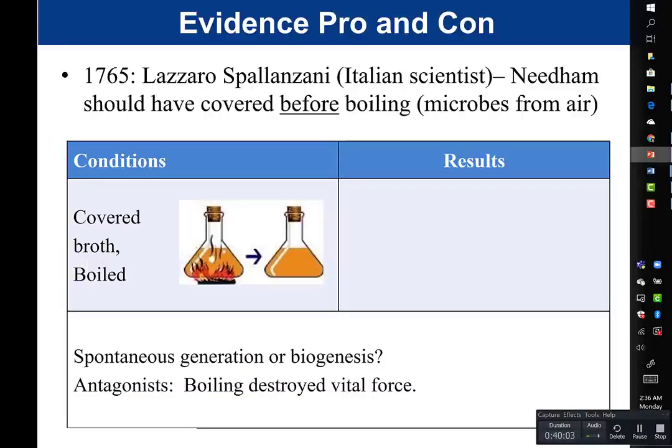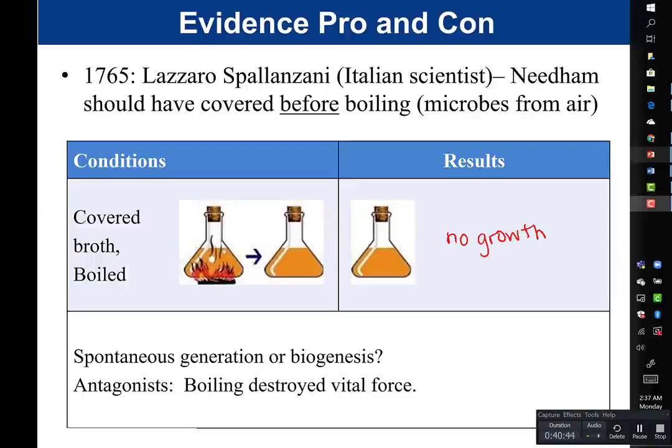In 1765, Lazzaro Spallanzani, who was an Italian scientist, said that Needham should have covered before boiling. So to protect the flask from microbes in the air falling in. So he repeated this experiment. He capped it first, then he boiled it, right? So notice that nothing can fall in. What do you think his result was? What do you think he saw as his outcome? The answer is he saw no growth. So he saw no growth.